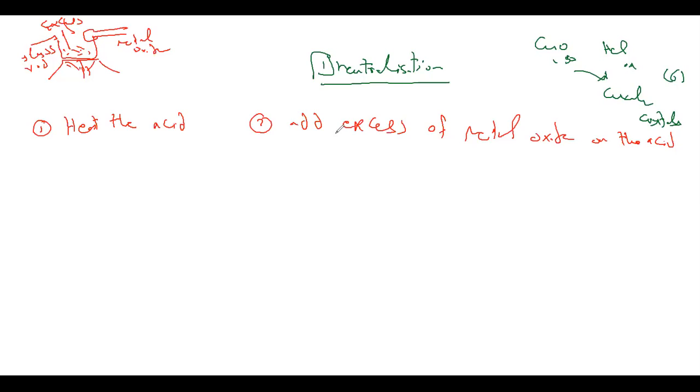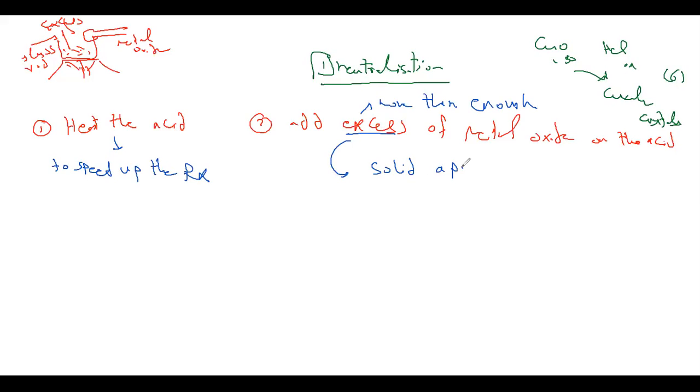Okay, so add excess. What's meant by excess? More than enough. How can we know this excess? Solid appears down. Why do you heat the acid? To speed up the reaction. So the explanation, I'll make it now in blue. Heat the acid to speed up the reaction. Then adding excess. What's meant by excess? More than enough. How can we know this excess? Solid appears down, or no more solid dissolves.